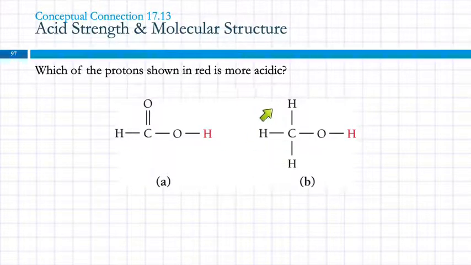Are these 3 hydrogens going to pull electron density or do anything like that? No, because these are nonpolar bonds. These are going to share equally. But the carbon-oxygen bond is polar. So this is pulling electron density away, which makes this bond weaker, and the acid is stronger. This one's stronger, more acidic.